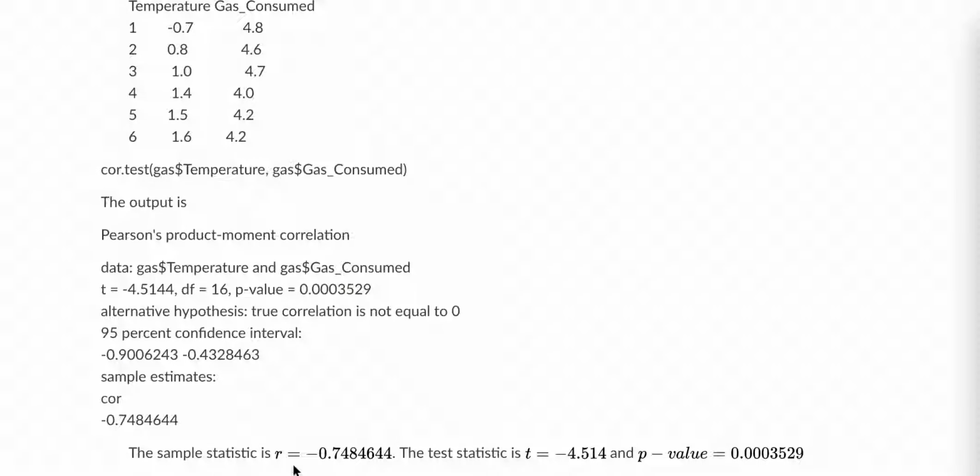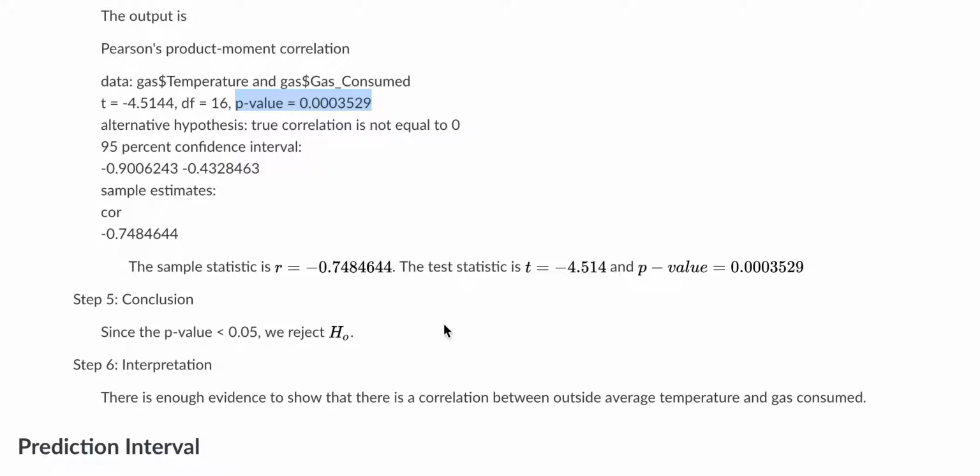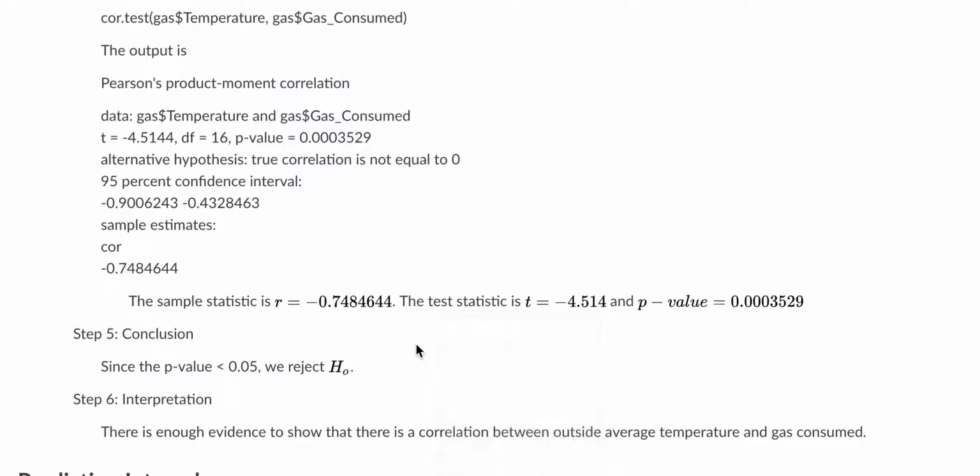So the sample statistic is r equals this r value right here. The test statistic is t, which is right up here. Then the p-value, which is based on the degrees of freedom, is right there. So now we can get to our conclusion. So looking at this conclusion, we notice that our p-value is much, much less than 0.05. So we will, in fact, reject H0. And that means there is enough evidence to show that there is a correlation between outside average temperature and the amount of gas consumed.